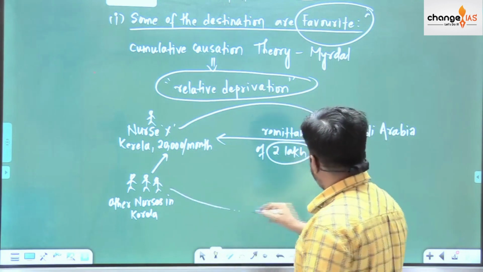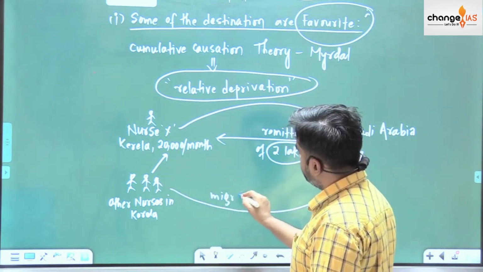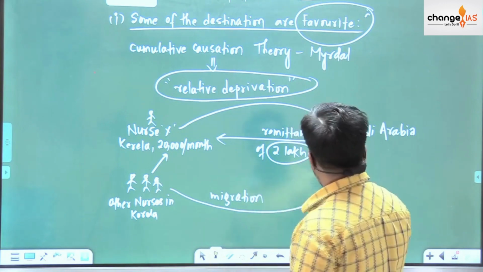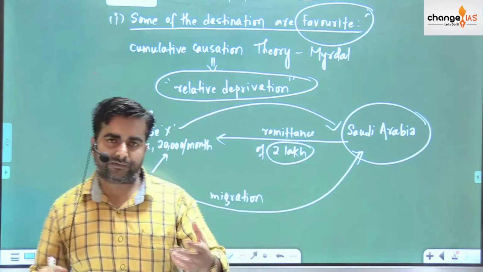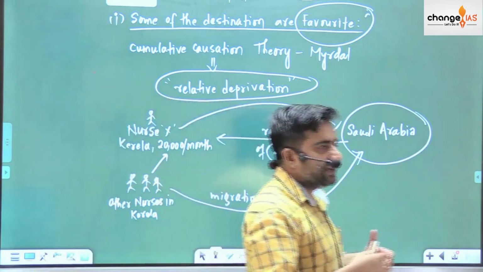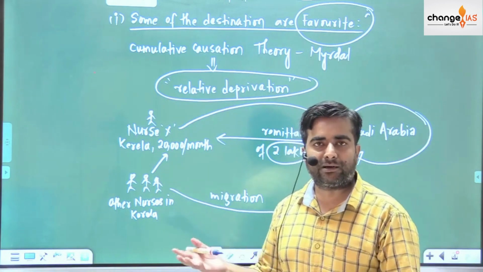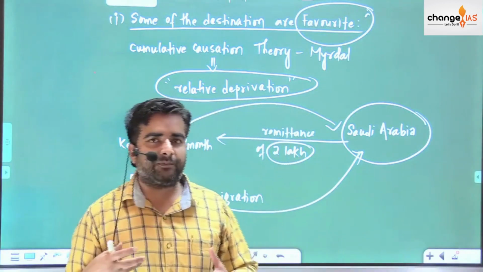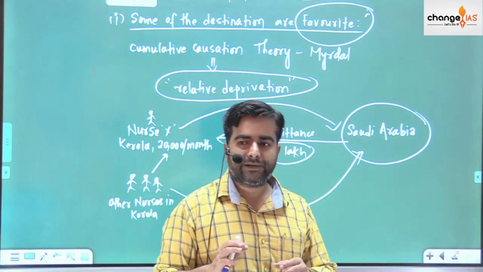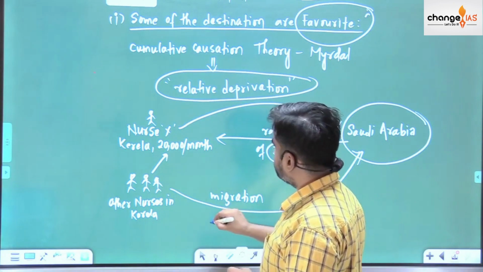So what happens? There is migration. Okay, and this Saudi Arabia emerges as one of the favorite places for some of the people like nurses who are into the medical profession so that they can earn more. So here relative deprivation is pushing the people in this direction. Okay, so this relative deprivation is doing this thing.